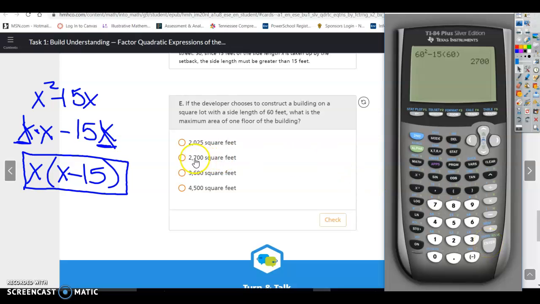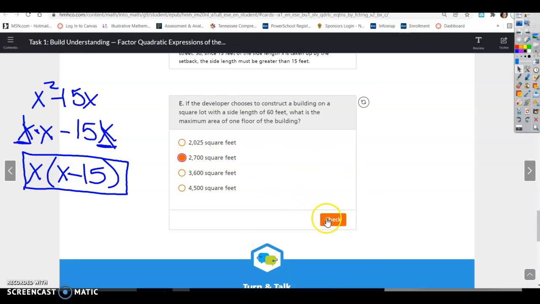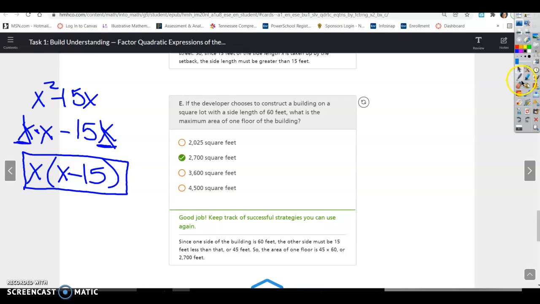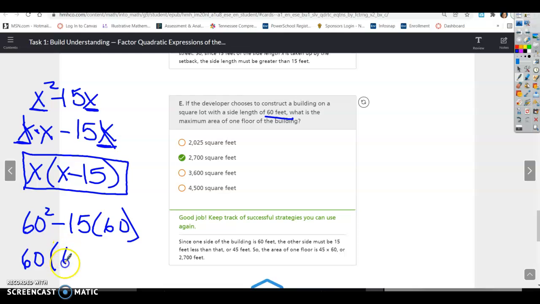So 2,700 square foot. All right, so again, just to make sure you know what I'm doing here, all I did was take 60 and square it and then minus 15 times 60. So I just plugged in the number given to x. You could also plug it in here, 60 times 60 minus 15. And that would give you the same answer.